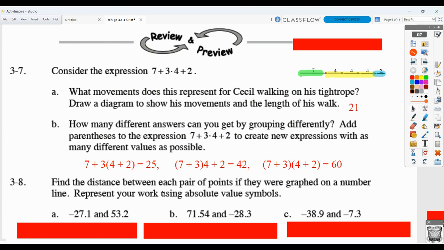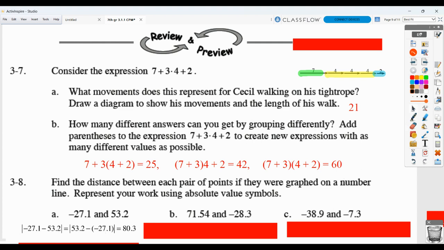Here you have to find the distance between each pair of points if they were graphed on a number line, and they want you to show your work using absolute values and symbols. So if we're starting at negative 27 and 1/10, and we're going past 0 all the way up to 53 and 2/10, what would that be for a distance between them? Well, we could think of that as negative 27 and 1/10 minus 53 and 2/10. Okay, because we can think of it as the difference between them is the distance. We could also think of it as, starting with the positive, 53 and 2/10 minus negative 27 and 1/10.